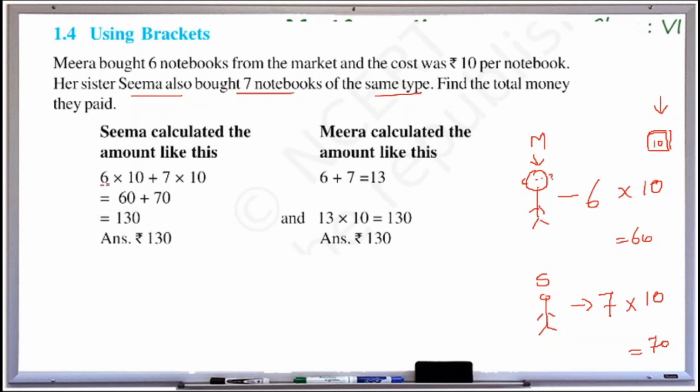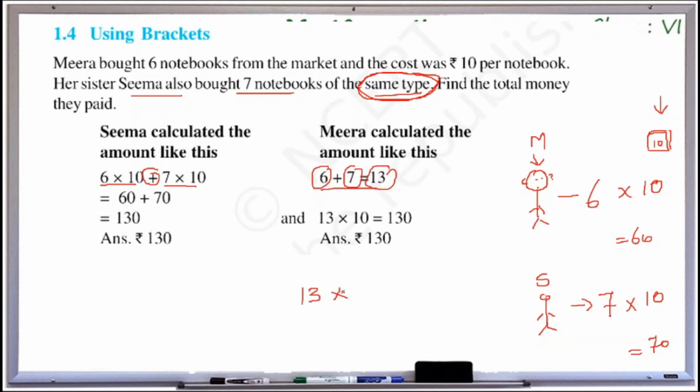Here first I multiplied 6 and 10, then 7 into 10, and I added. Or else we can calculate this problem in a different way. It is said that the books are of the same type, so I can add the number of books first. 6 books by Meera and 7 books by Seema, so a total of 13 books.